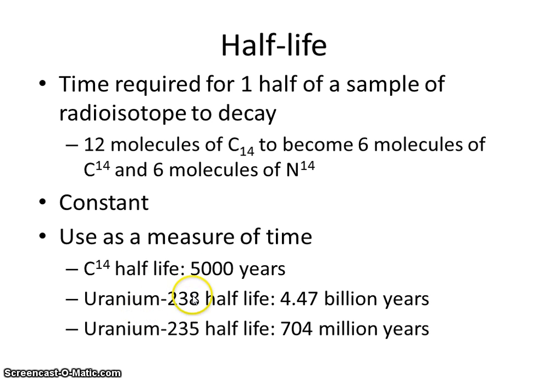We actually can't use uranium-238 to date anything because its half-life is the same as the age of our planet. Uranium-235, on the other hand, is a mere 704 million years, so it can be used to date things, although C14 is used more frequently, or carbon-14.